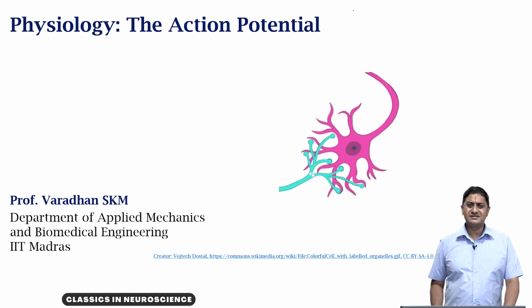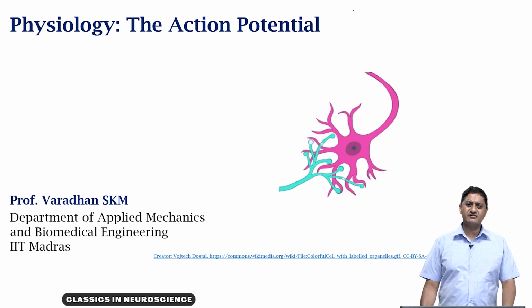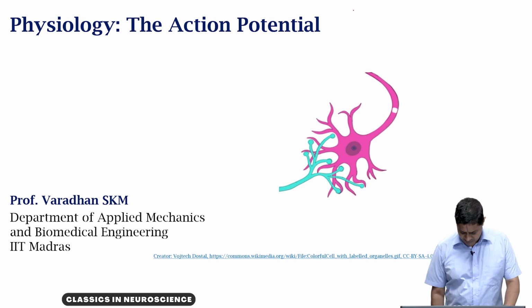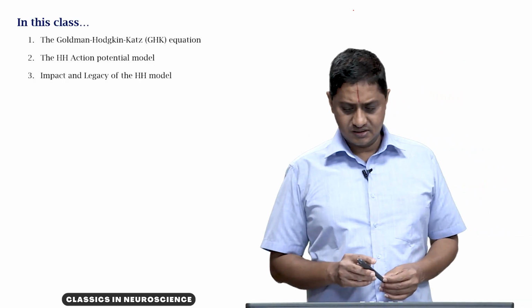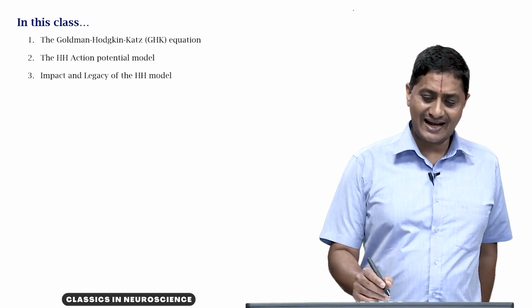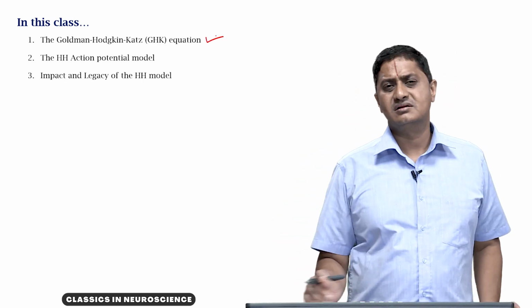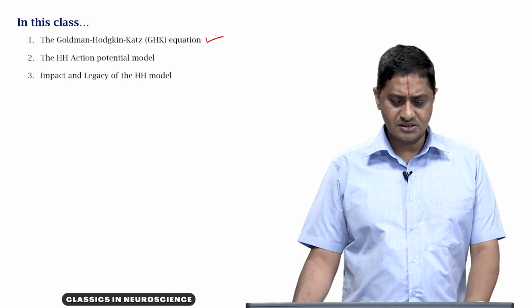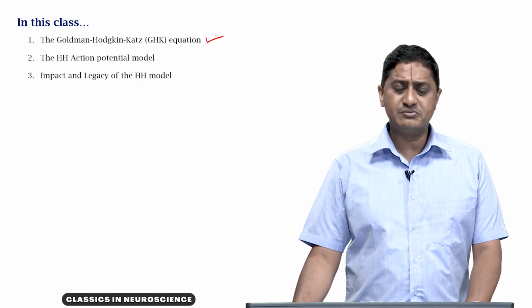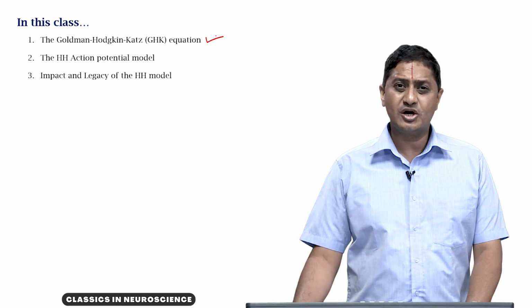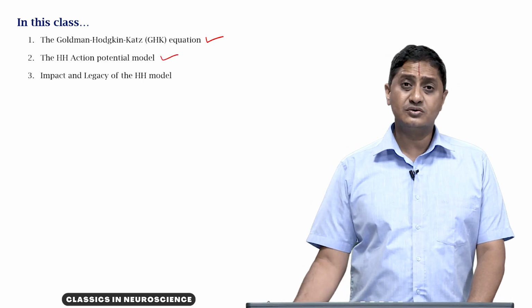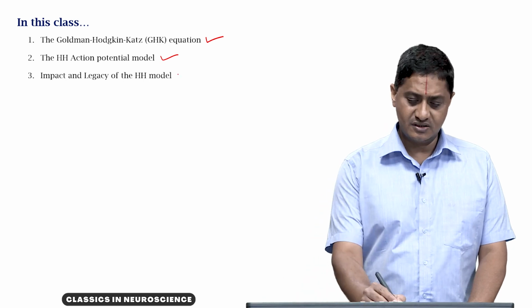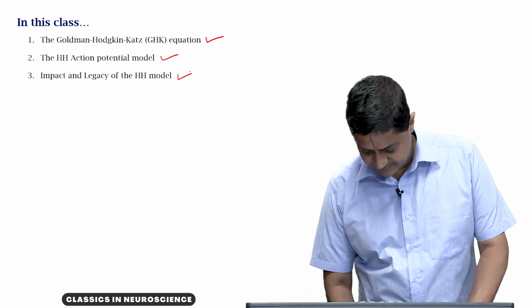The last few videos we've been looking at the physiology of the action potential, or the conduction of nerve impulses across the neuronal cell membrane. In this video we'll be looking at the Goldman-Hodgkin-Katz equation, famously called the GHK equation, the model of action potential presented by Hodgkin and Huxley, the HH action potential model, and the crucial impact and legacy of the Hodgkin and Huxley model.